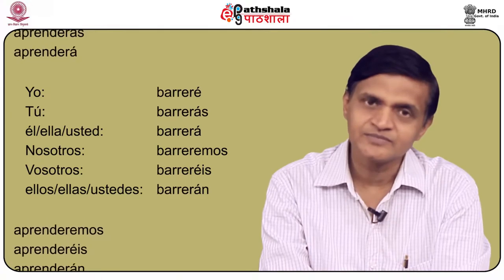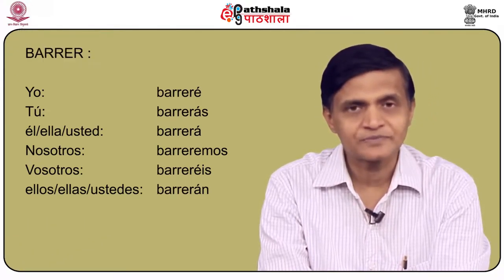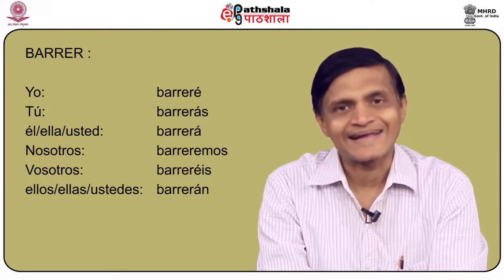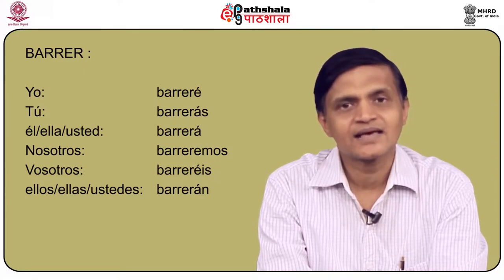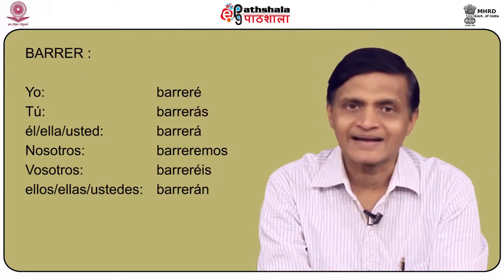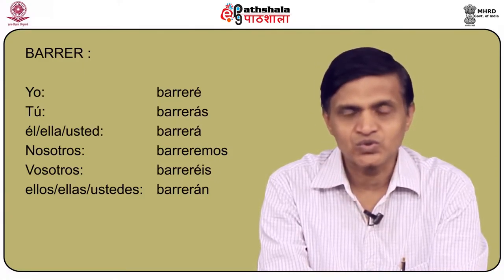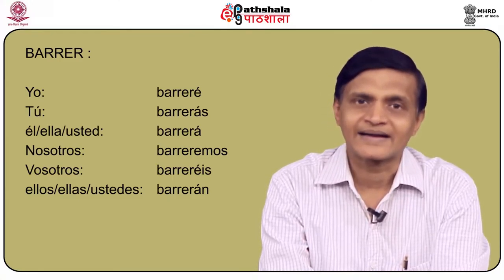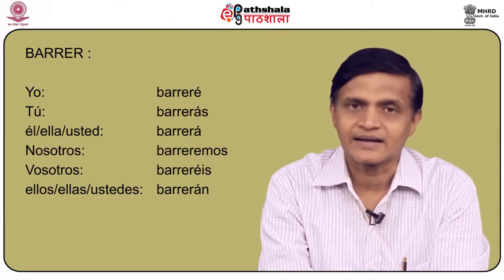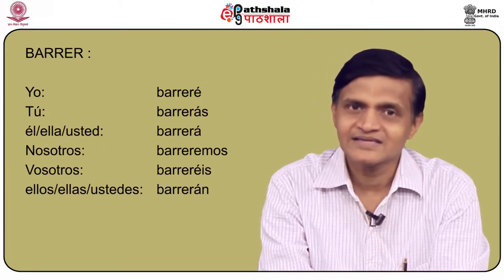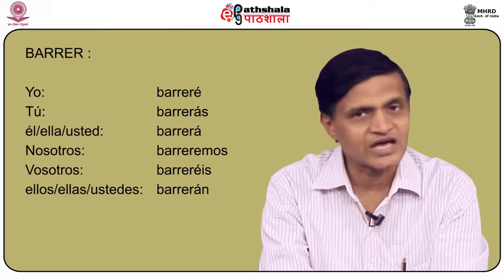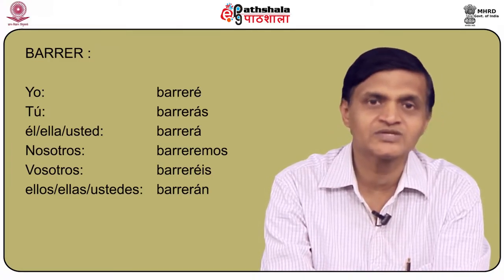So, let us pick another verb which is barrer, which is to sweep. The conjugation of barrer in the future is as follows. Yo barreré. Tú barrerás. Él, ella, usted barrerá. Nosotros barreremos. Vosotros barreréis. Ellos, ellas, ustedes barrerán. I repeat. Barreré, barrerás, barrerá, barreremos, barreréis, and barrerán. As I have pointed out earlier, only the nosotros doesn't have an accent, otherwise all the other forms have an accent.